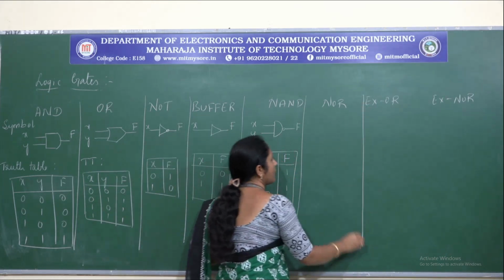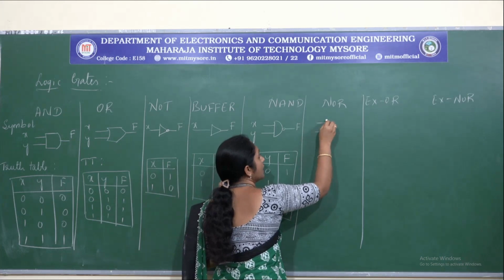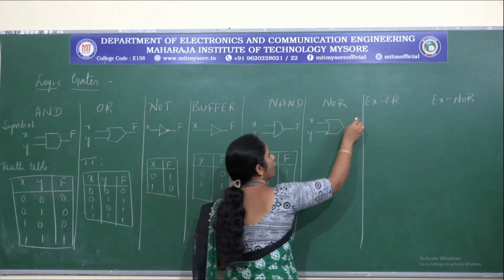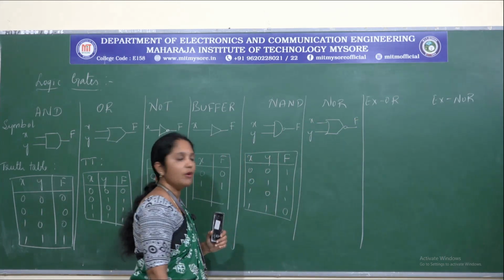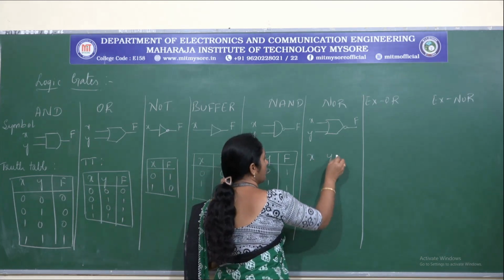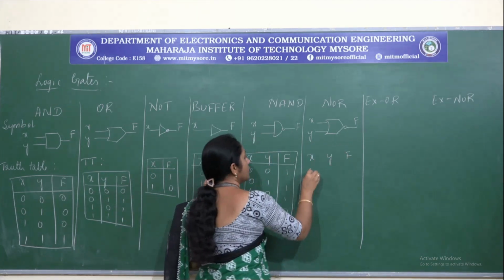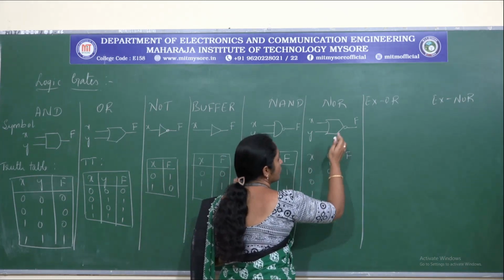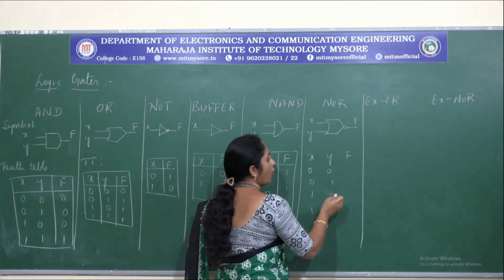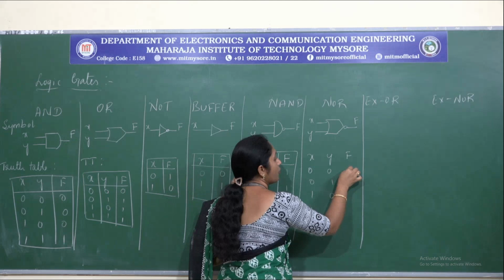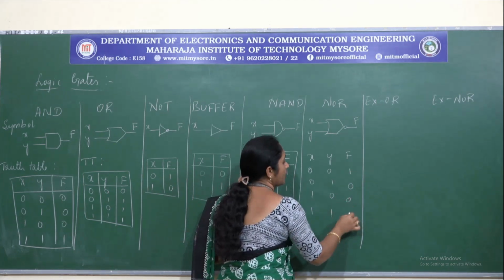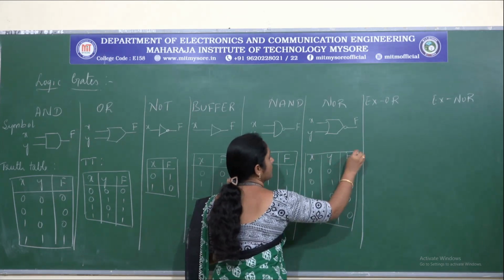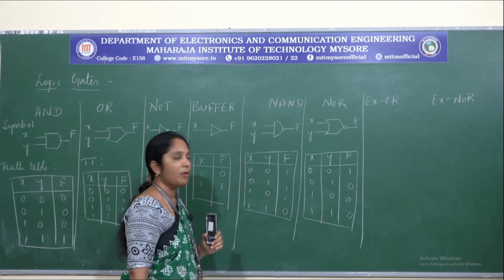Next we have the NOR operation. The NOR symbol is the same as OR, but we need to use a bubble at the output end. So this is the symbol of the NOR gate. We have X, Y and F, with inputs 0, 0, 0, 1, 1, 0, 1, 1, and the output is the complement of OR. The complement of OR is nothing but, for the first case you will get 1, and for all other combinations it is 0. So this is the truth table for NOR.